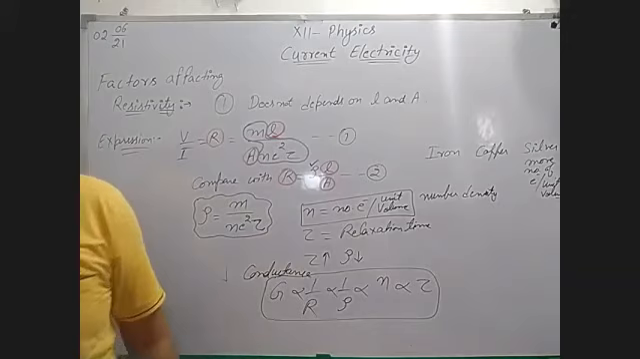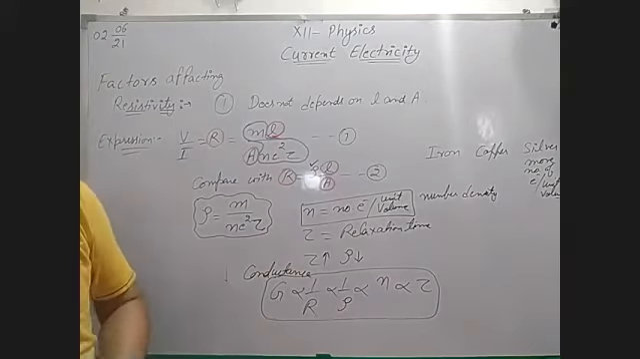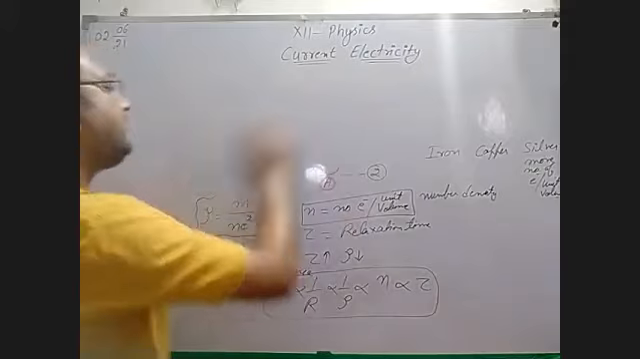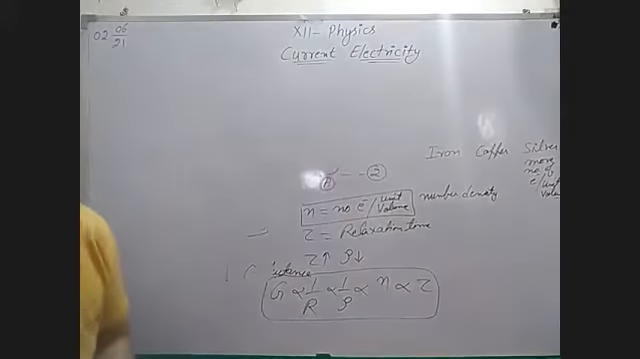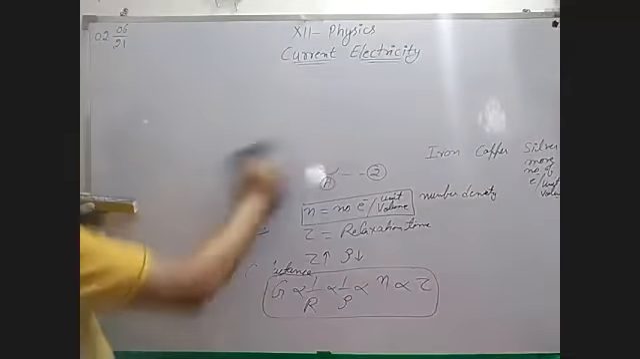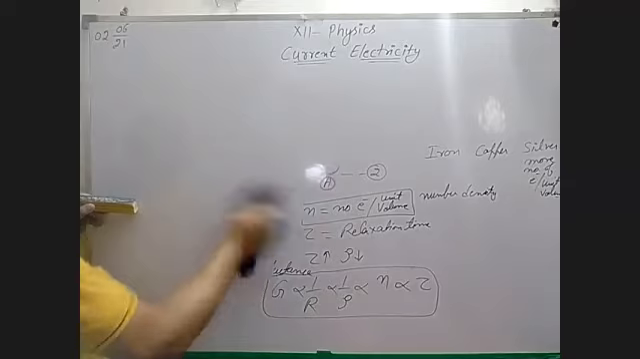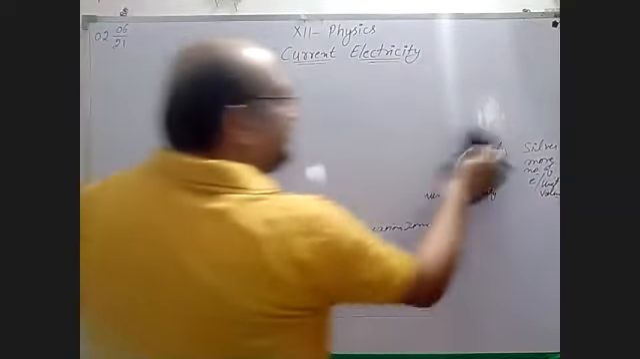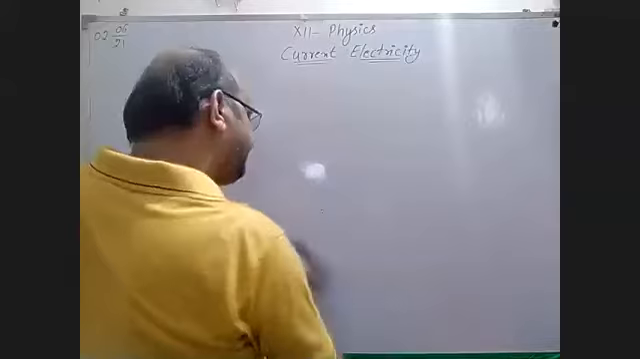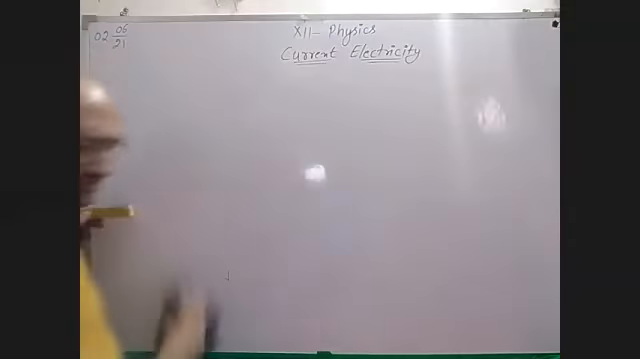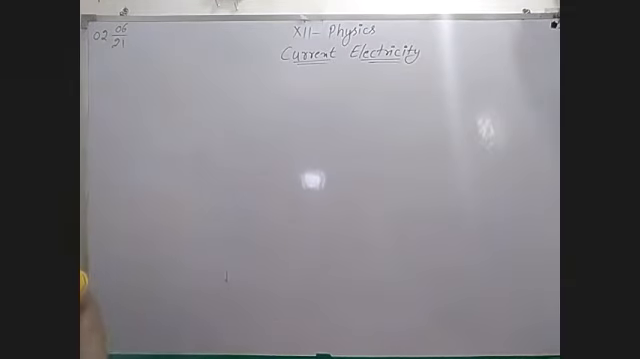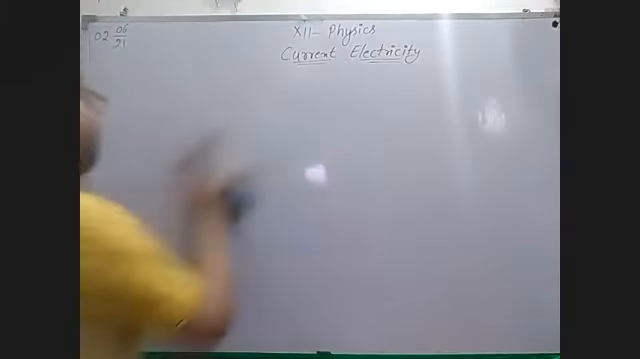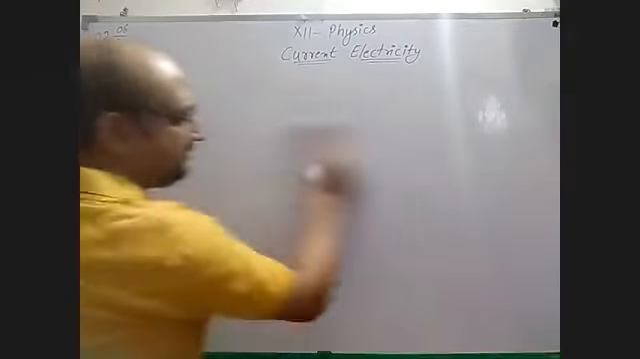Now, the next thing is current density, J. Current is denoted by I, and its unit is ampere. But current density has a formula, an expression, sometimes in combination.